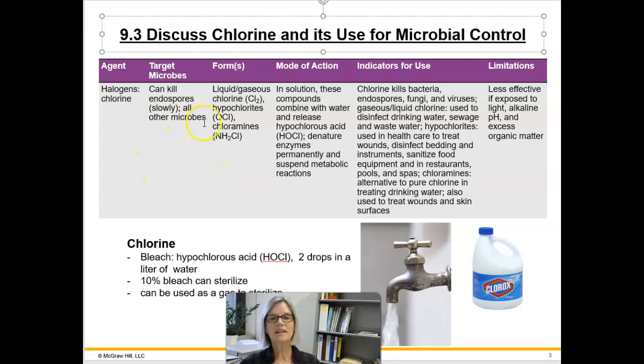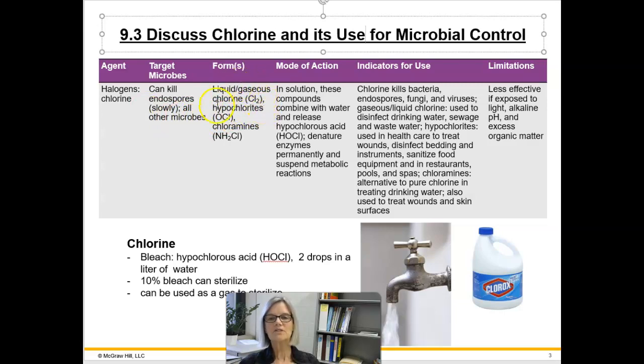One of the things we want to keep an eye on, though, is can they kill endospores? Now here it says chlorine can kill endospores, meaning it can sterilize, but it does it slowly. So it would only be used to kill endospores under certain circumstances. We would only expect it to sterilize under highly controlled circumstances.